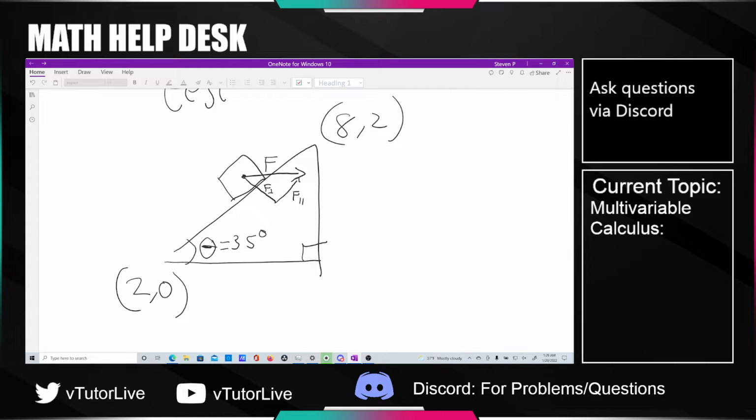So the trick behind these kinds of questions is to figure out which one of these angles is theta. Do you know that off the top of your head? Have you done enough of these problems so far to be able to instantly tell? No, actually? Okay, that's perfectly fine. I just wanted to know what phase you're in.